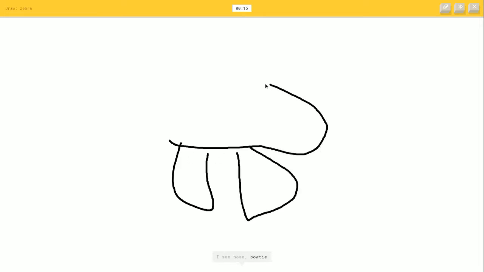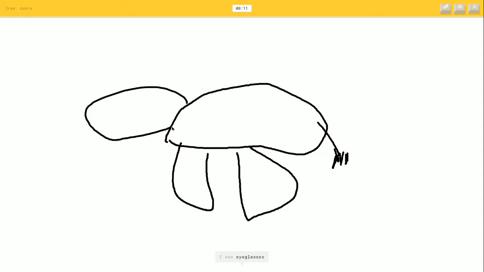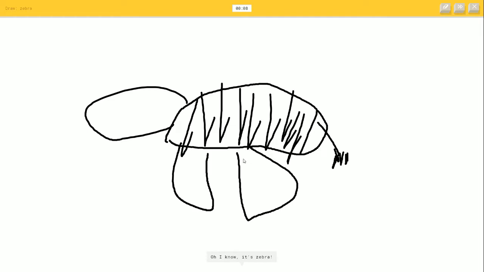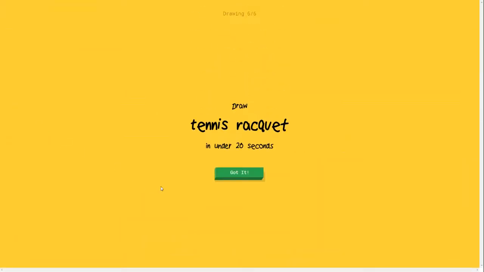Oh, zebra. I do this all the time. Always get confused. I always draw a zebra instead of a bow tie. Or mushroom. Instead of a tiger, or bottle cap. It's zebra. There we go.